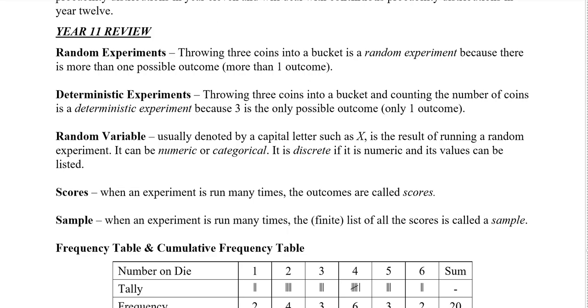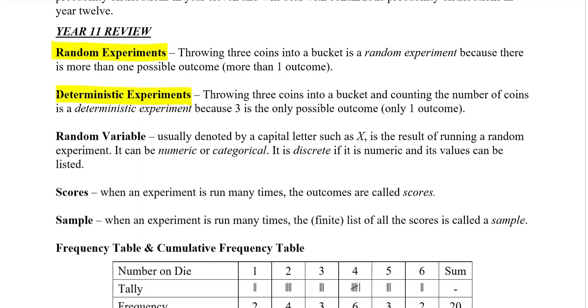First thing we have here is a random experiment. So throwing 3 coins into a bucket is a random experiment because there is more than one possible outcome. Okay, so that's how we define a random experiment, if there is more than one outcome.